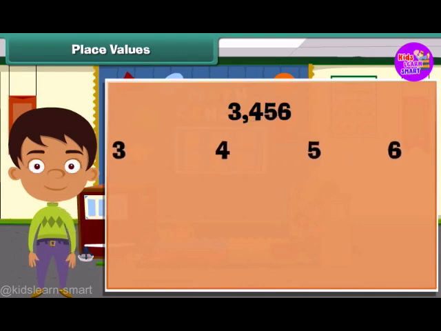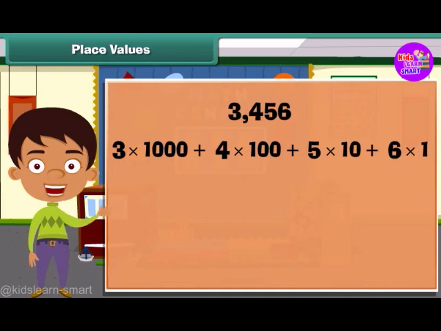3,456 is equal to 3 into 1000 plus 4 into 100 plus 5 into 10 plus 6 into 1. Now we can say that the place value of 3 in 3,456 is thousands.